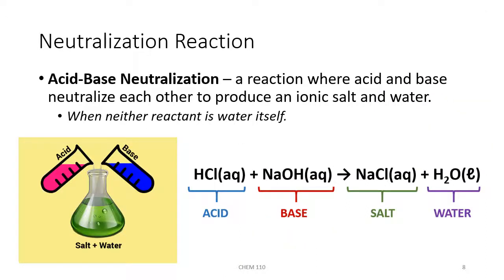An acid-base neutralization reaction is one where an acid and a base come together and neutralize each other to produce an ionic salt and water. Ionic salt and water will always be the 2 products from an acid-base neutralization. The identity of the salt will change depending upon what the acid and base are reacting.